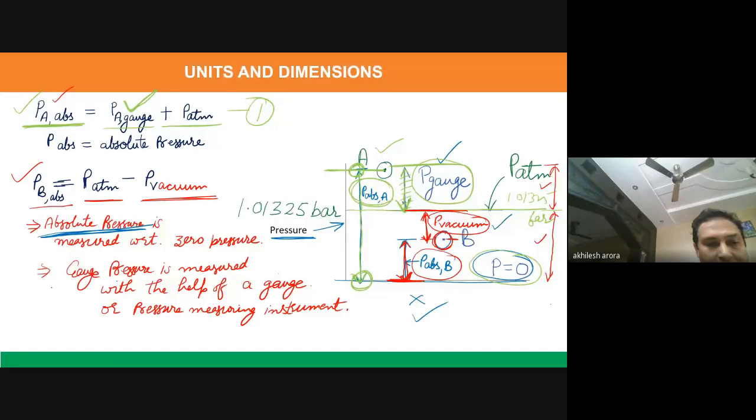Then we can go for the gauge pressure. Now, gauge pressure is measured with the help of a gauge or a pressure measuring instrument. So we need some sort of instrument with the help of which we measure the gauge pressure. For example, if you are going on a drive and you go to a petrol pump for filling air in the tires of your car, then you see the gauge. You tell that person to fill it up to 33 psi. So that 33 psi is actually the gauge pressure.